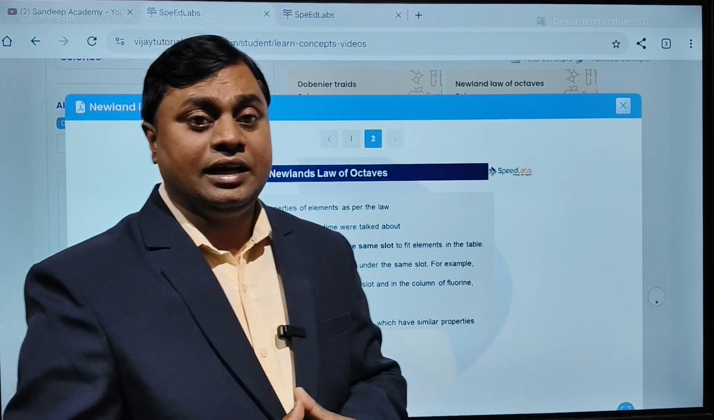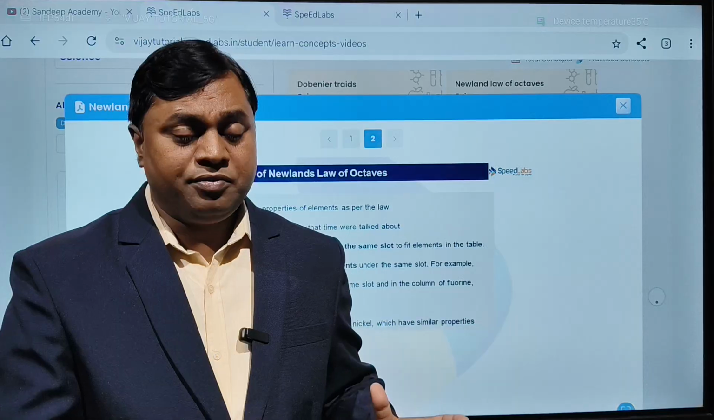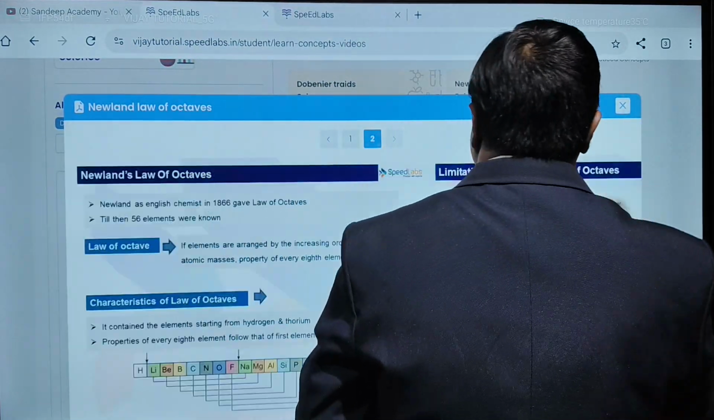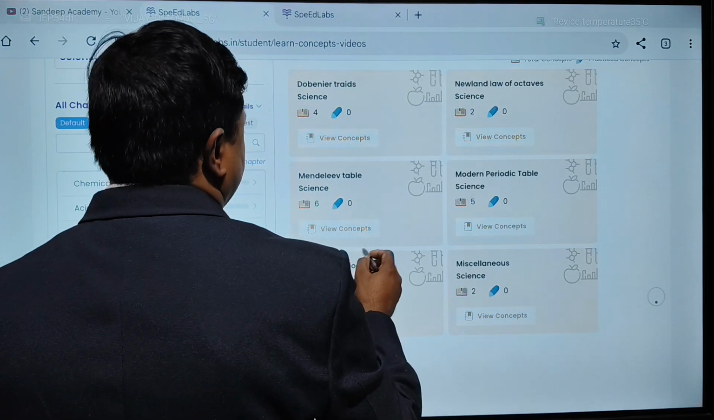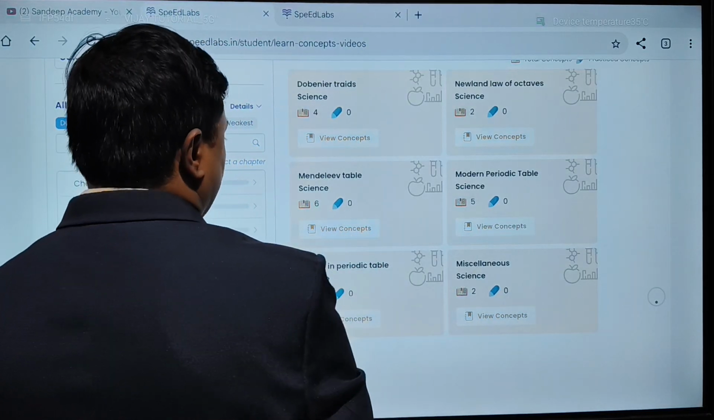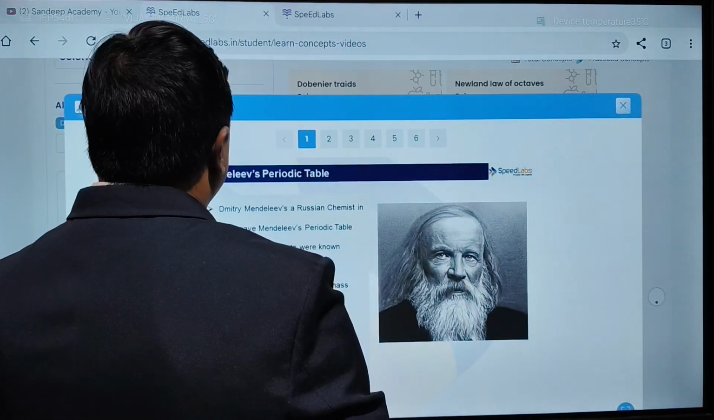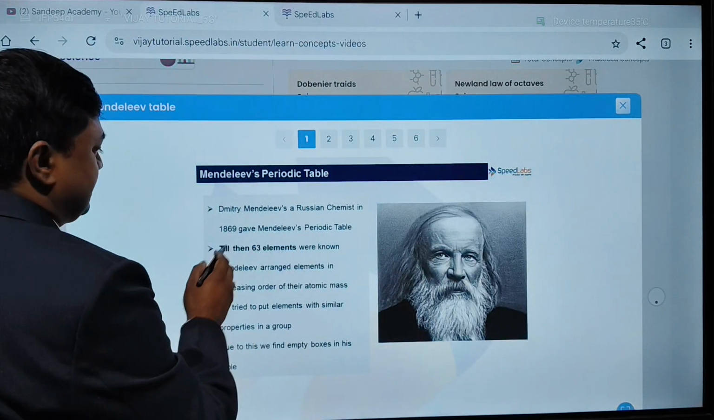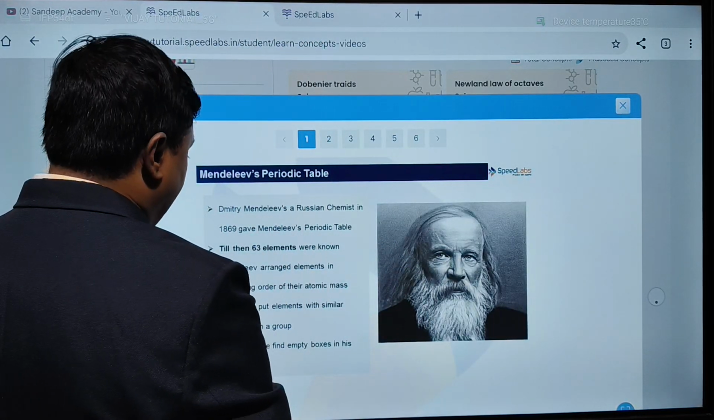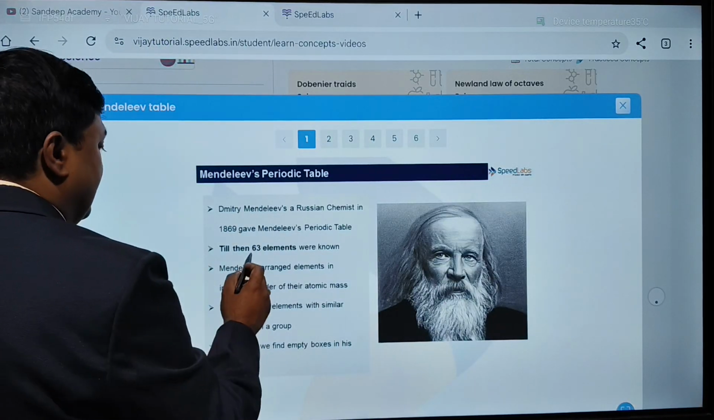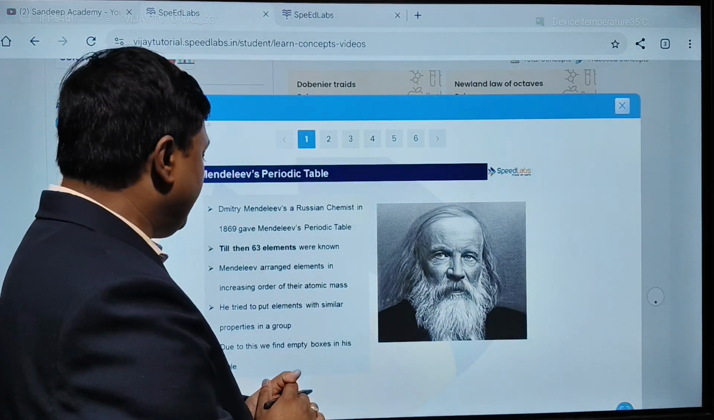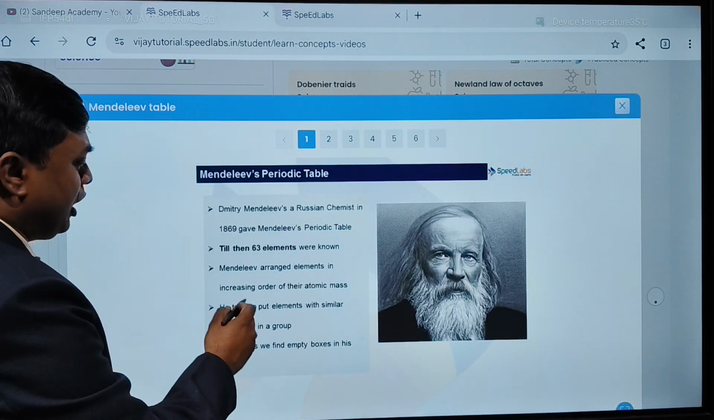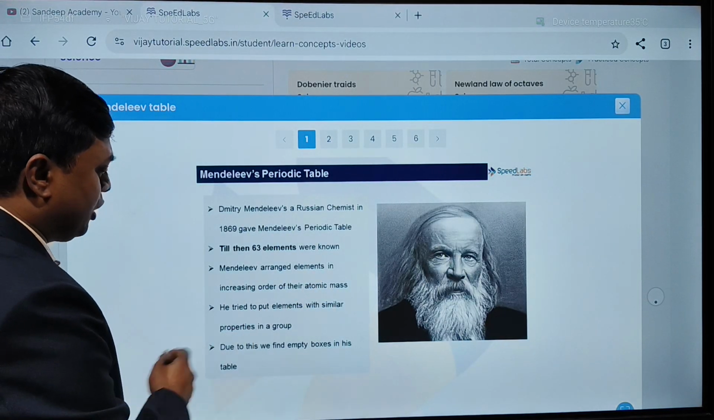Next, Mendeleev came forward. He gave his own periodic table and periodic law. Next, we talk about Mendeleev's periodic law. Dmitri Mendeleev, a Russian chemist, in 1869 gave the Mendeleev periodic table. At that time 63 elements were known. Mendeleev arranged elements in increasing order of their atomic masses. He tried to put the elements with similar properties in a group.